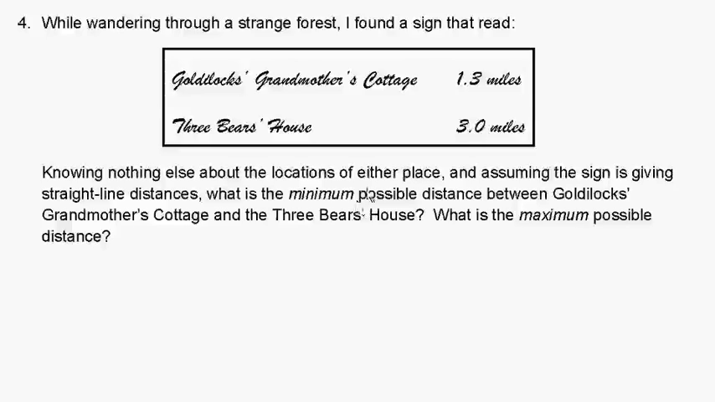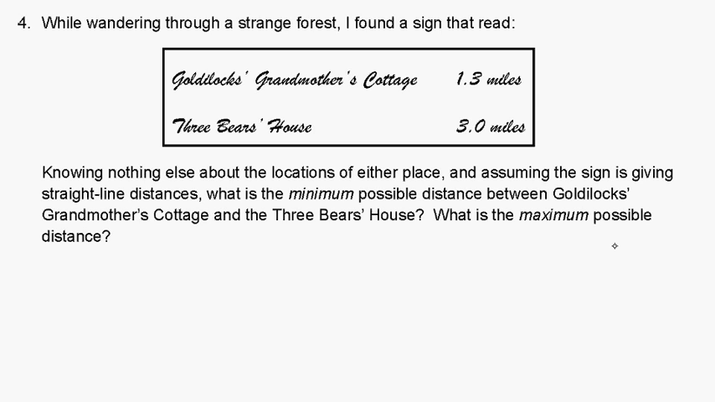Okay, problem 4 is, of course, based on a true story, where I was wandering through a strange forest and found a sign leading to these two places. The sign says 1.3 miles to Goldilocks' grandmother's cottage, 3 miles to the Three Bears house. And knowing nothing else, I had to figure out the minimum and maximum possible distances. You may have figured out the ulterior motive here, but the point was to get you thinking about vectors.